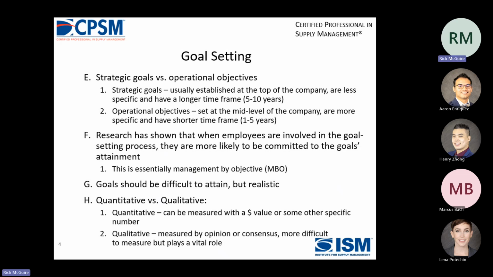And research has shown that when employees are involved in the goal setting process, they are more likely to be committed to the goal's attainment as opposed to just being given the goals. This is essentially management by objective, otherwise known as MBO, or what the Japanese call Hoshin. Goals should be difficult to attain, but realistic. And you want qualitative and quantitative goals.